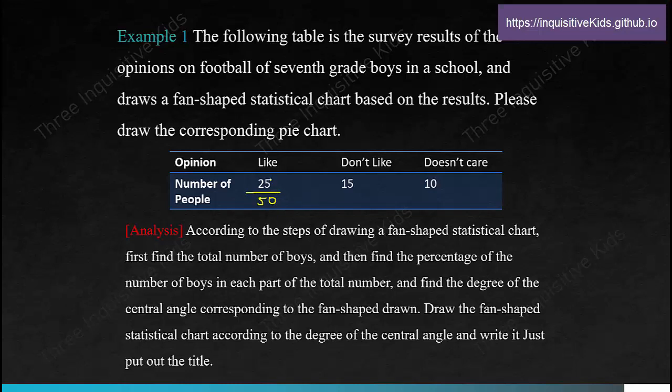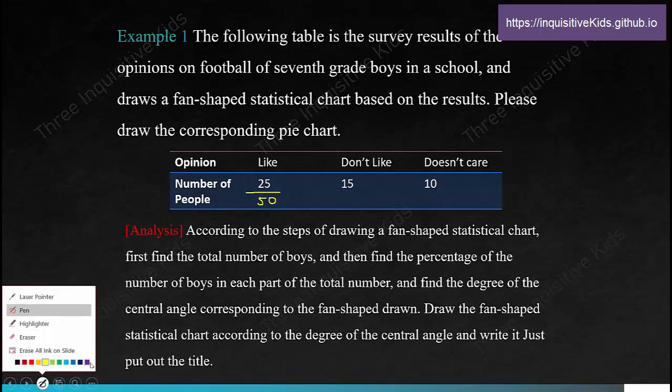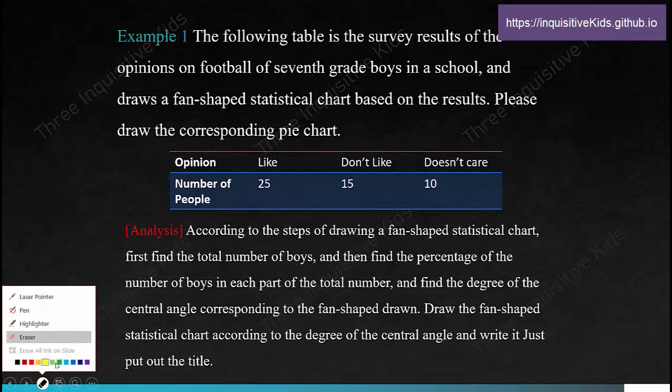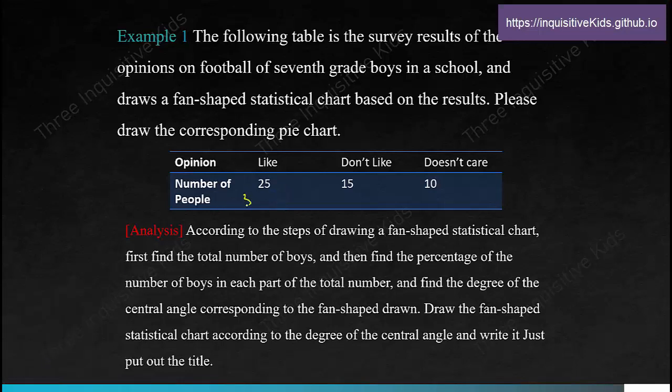So then we need to get the percent. This is actually the same as 50% because we're going to try to get a denominator of 100, and we'll only get that if we multiply both the numerator and denominator by 2. So 25 times 2 on the numerator side is 50, so the answer is 50%. So the like is 50% of the answers.